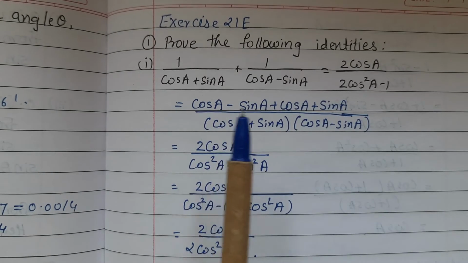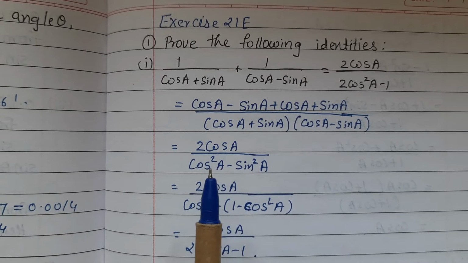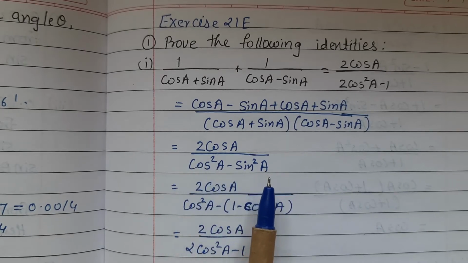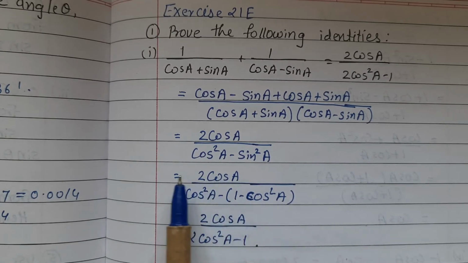Sin A gets cancelled. 2 cos A. A plus B into A minus B is A square minus B square, so cos square A minus sin square A. Sin square A can be written as 1 minus cos square A, so this equals 2 cos A upon cos square A minus 1 plus cos square A. So here this will be 2 cos square A minus 1. 2 cos A upon 2 cos square A minus 1 equals the right hand side.